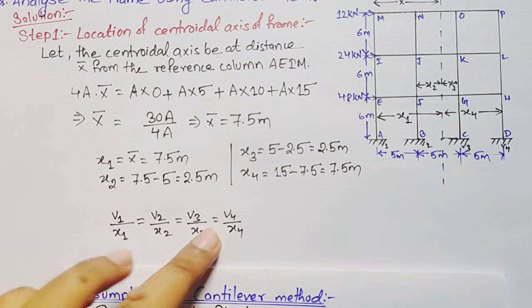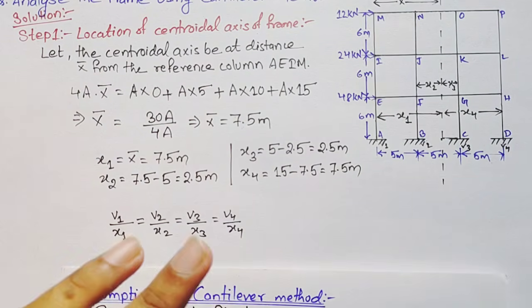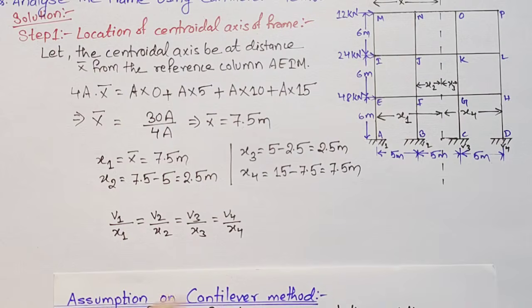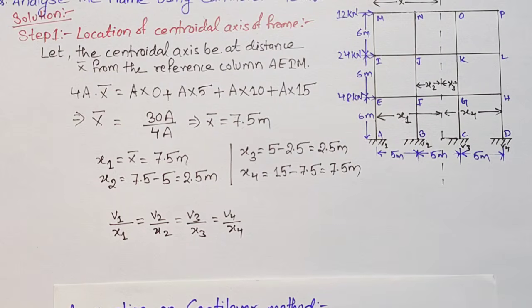These x1, x2 up to x4 are the distances of these columns from the centroidal axis, and this is what the second assumption says. And using this assumption we are going to proceed with the numerical and find the final answer.